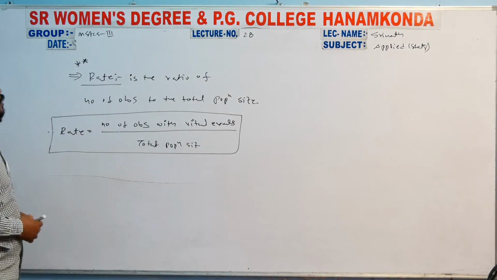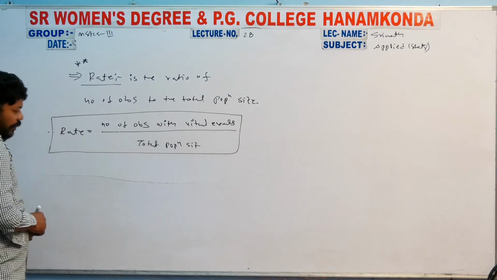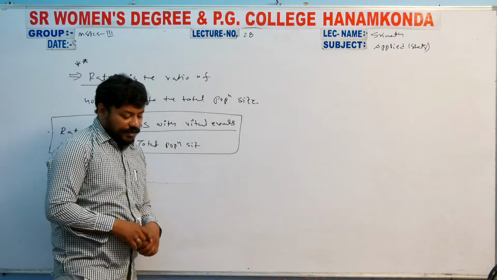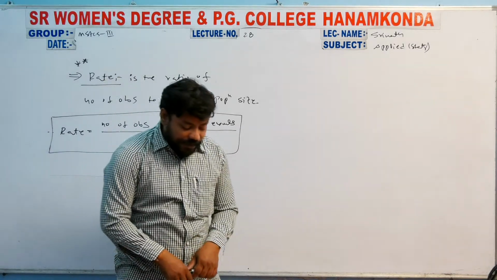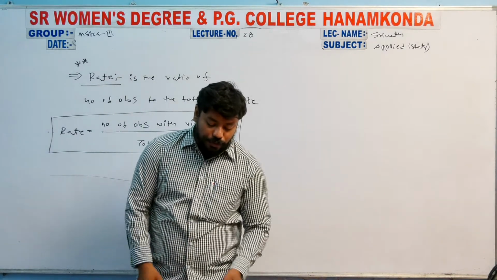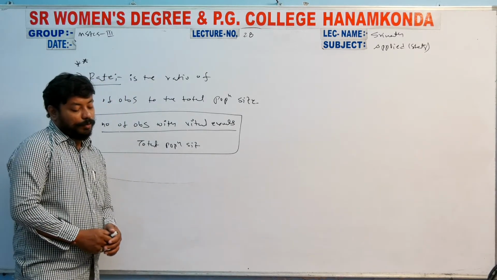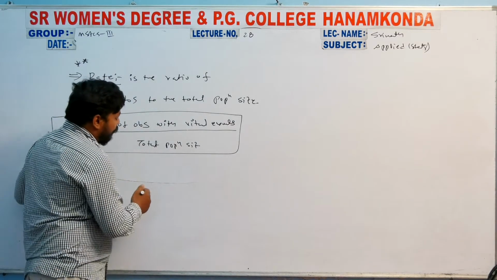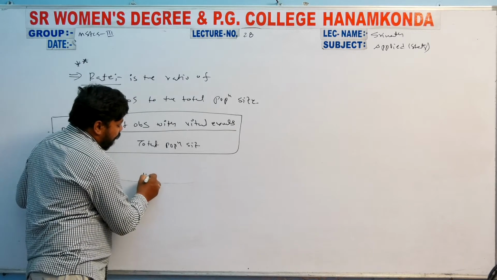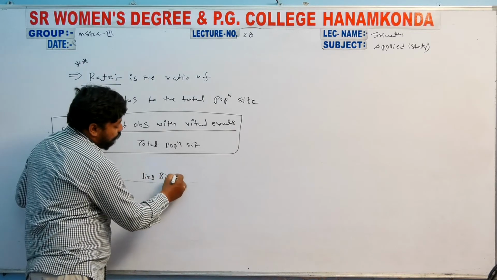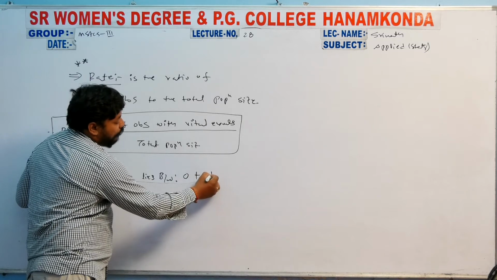Rate is the ratio of number of observations to the total population size. The rate is equal to number of observations with vital events by total population size. The value of the rate lies between 0 to 1 and it is similar to probability.